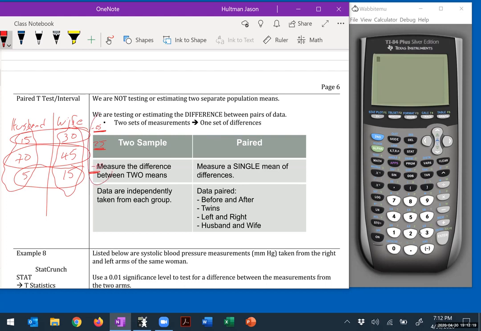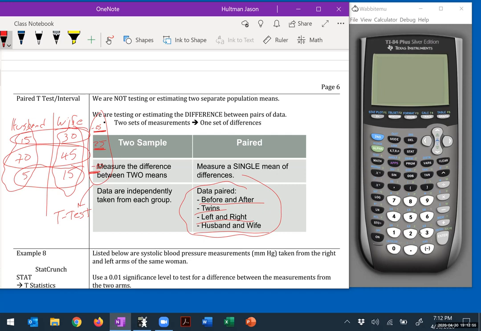So I make it a one sample t-test. I would do a t-test on this. It's one sample, and I would use the differences as my data because I'm pairing them together. The data is paired, like before and after you take an exam. Twins, siblings, left and right, husband and wife, these are all things that we could pair one to another.